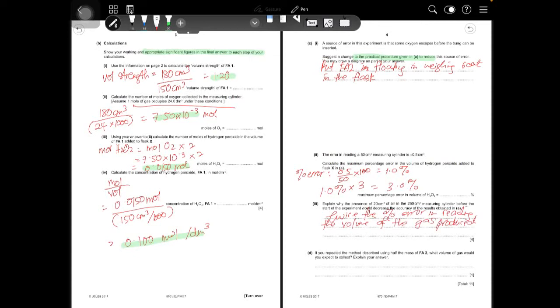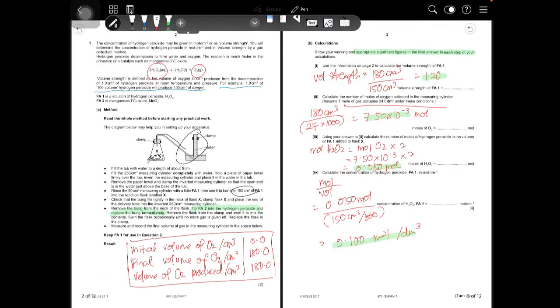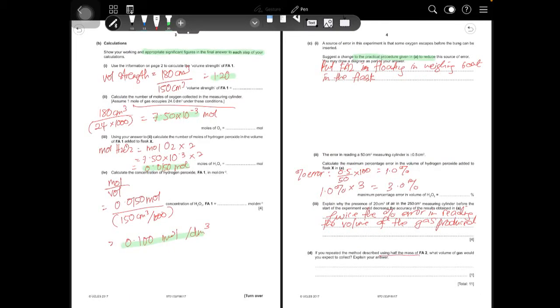If you repeated the method described using half the mass of FA2, what volume of gas would you expect to collect? Explain your answer. Our FA2 is only a catalyst. A catalyst will speed up the reaction, but a catalyst will not alter how much product will be produced. So regardless of using half the mass of FA2, there will be no change because the FA2 is only a catalyst.